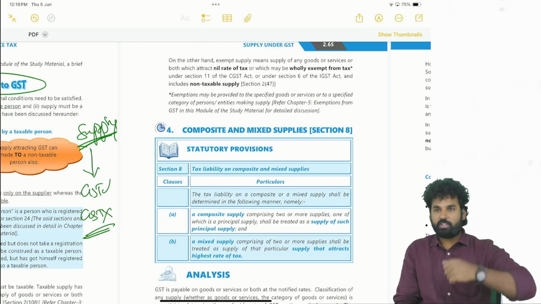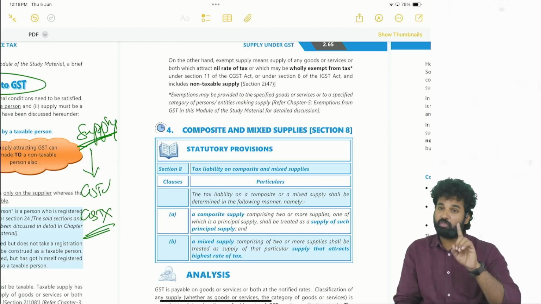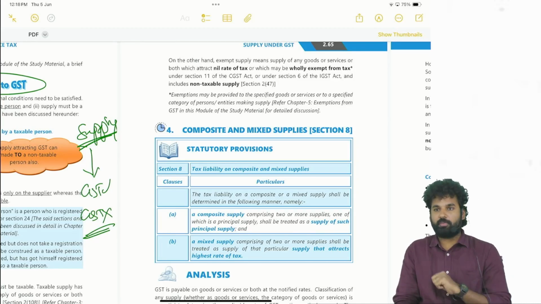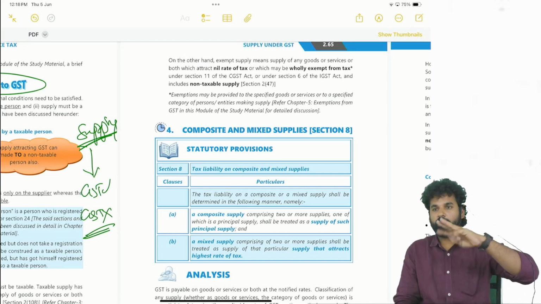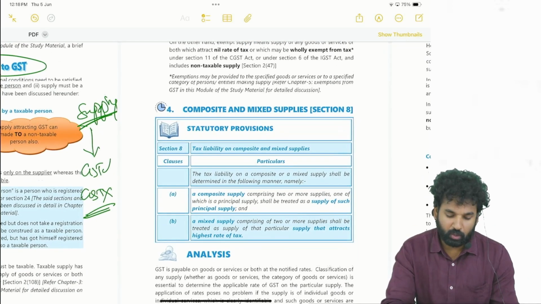There are 3 subsections, or actually 4 subsections: 7.1, 1A, 2, 3. In subsection 1, 4 clauses are there. In 1A, Schedule 2 is there. 3 schedules are there: Schedule 1, 2, 3. Okay, you got an idea of the overall understanding of Section 7. Now comes Section 8.